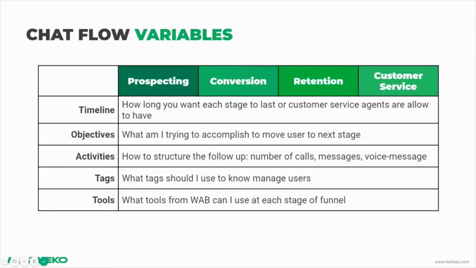Your objectives tell your team what they are trying to accomplish, and what they need to do to move the user to the next stage, right? And what activities do I need to do in order to move users to the next stage? So when do I move them from being a prospect to a lead or a conversion, right? Like, at what point do I send them as a lost conversation?